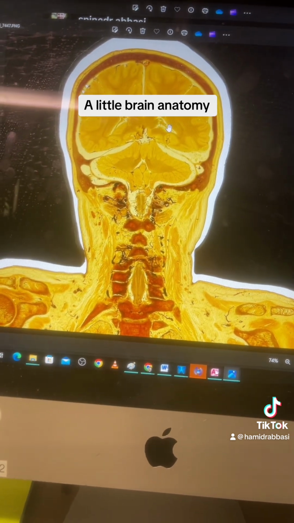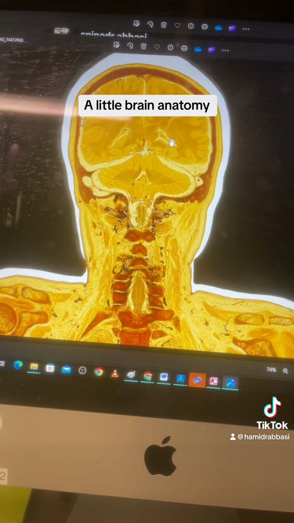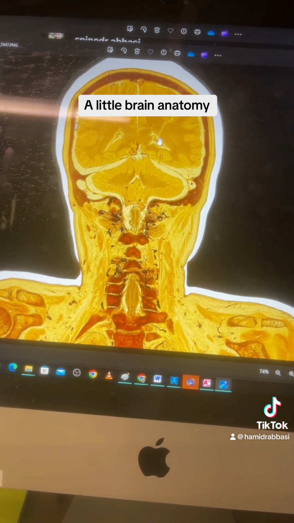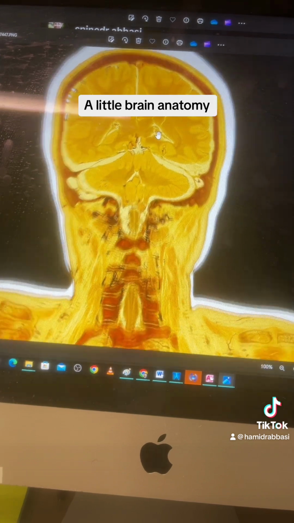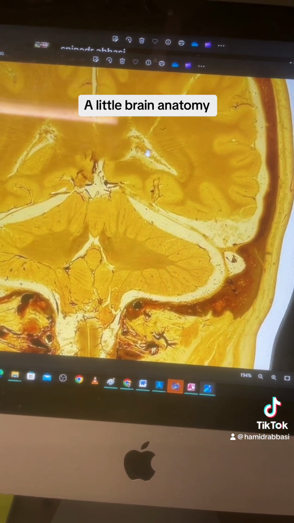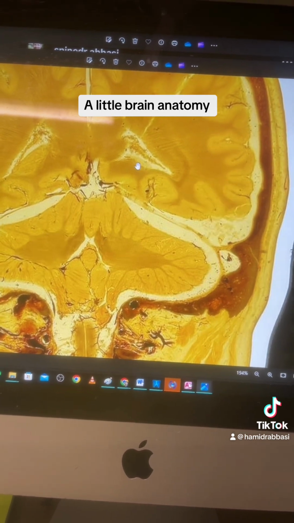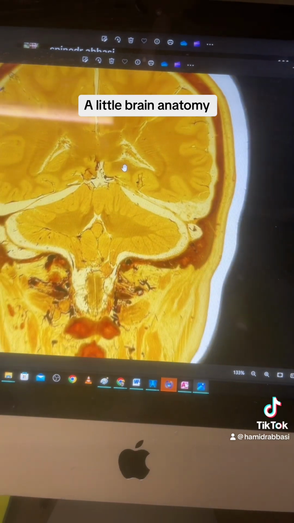Okay, inside of the ventricle, there is something that creates our cerebrospinal fluid. That right there, let me look at that. What is that? You're losing me. Choroid plexus. Choroid plexus, exactly.